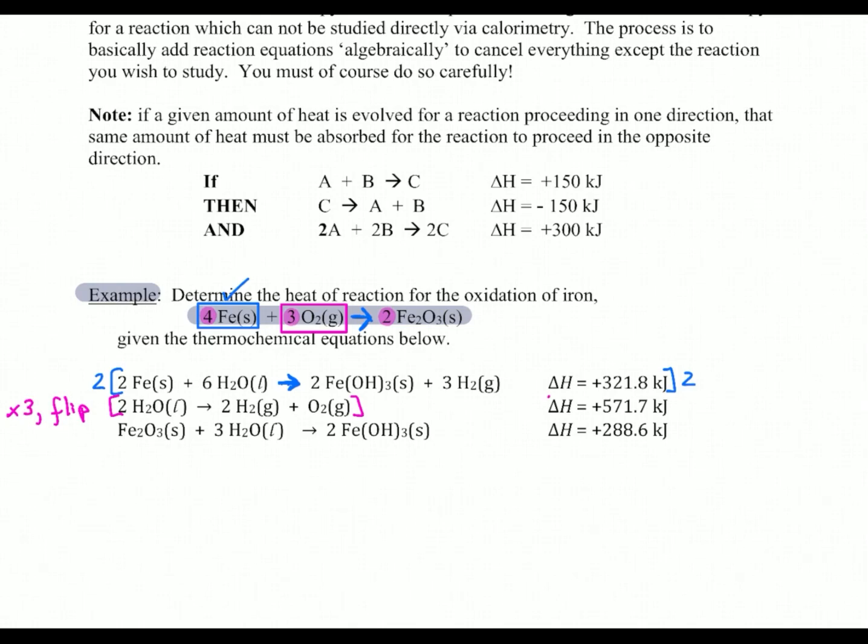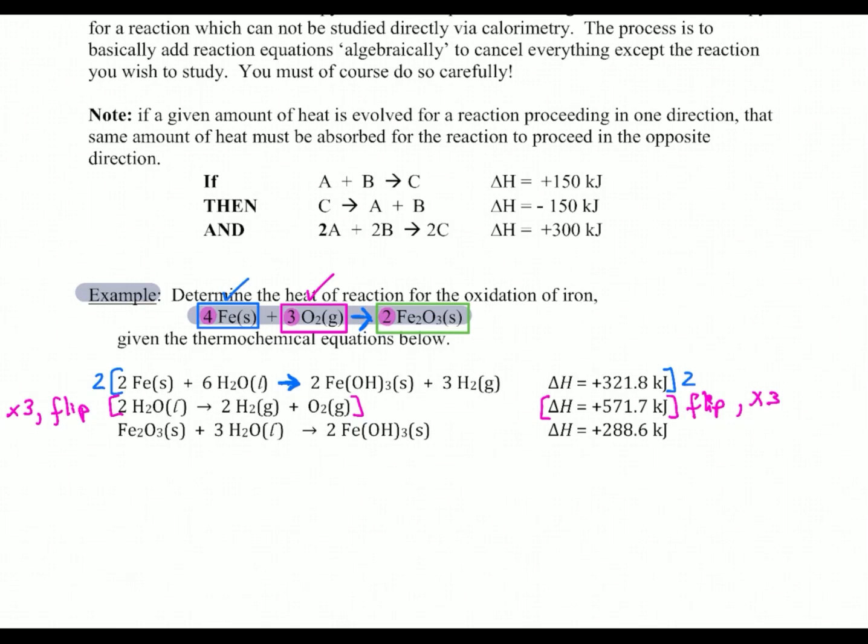So when you come over here to your delta H, remember that you're going to have to flip it, which is change the sign, and multiply through by 3. All right, if we do that, that'll take care of our O2. Now let's look at the product side. The only product we have in this one is 2 moles of iron 3 oxide solid.